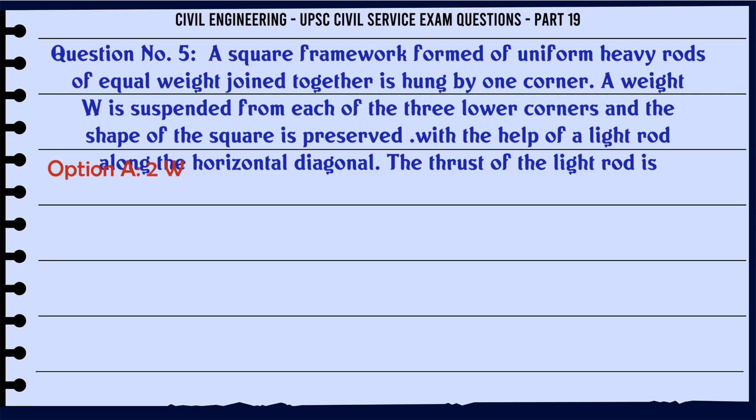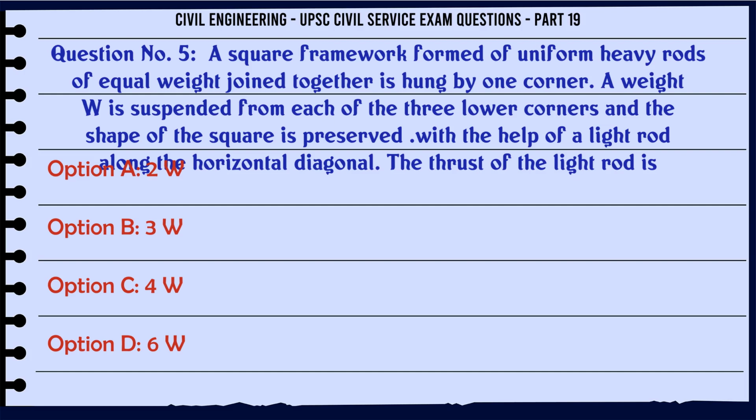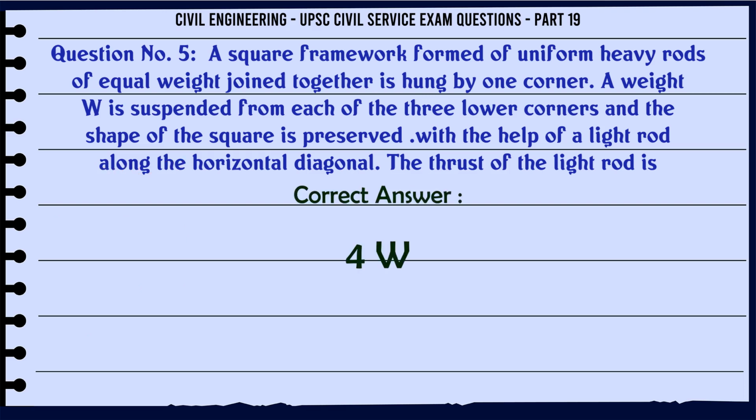A square framework formed of uniform heavy rods of equal weight joined together is hung by one corner. A weight W is suspended from each of the 3 lower corners and the shape of the square is preserved with the help of a light rod along the horizontal diagonal. The thrust of the light rod is A. 2 W, B. 3 W, C. 4 W, D. 6 W. The correct answer is 4 W.